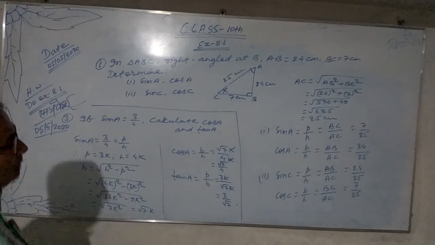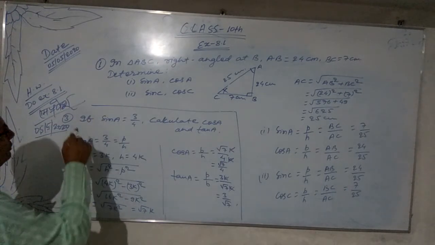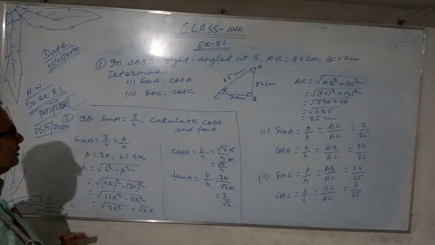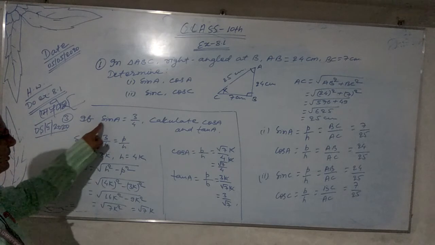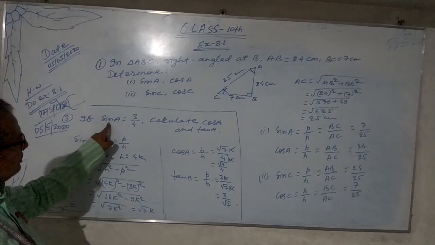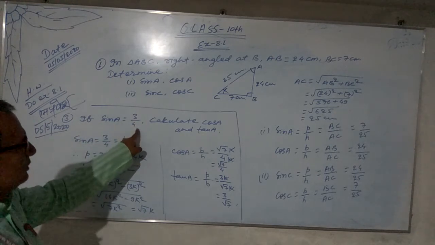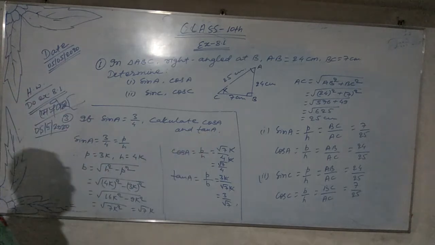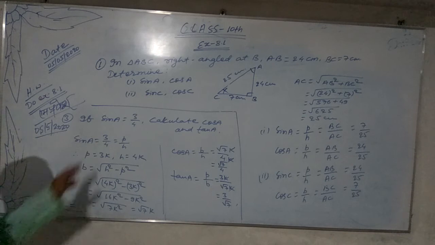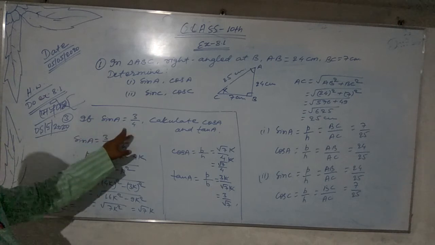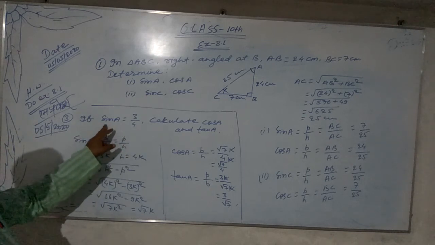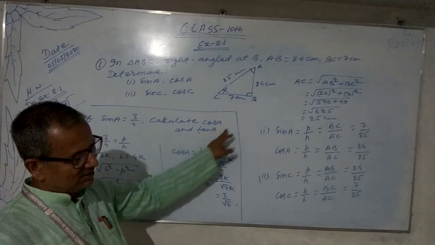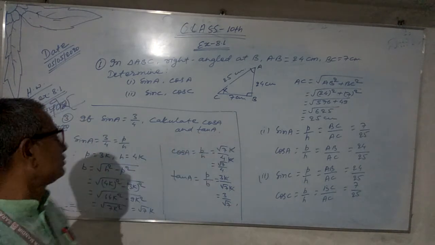The next problem is question number 3 of exercise 8.1. If sin A is equal to 3 by 4, calculate cos A and tan A. If one ratio of an angle is given, then how can we find out the other values of trigonometric ratios?